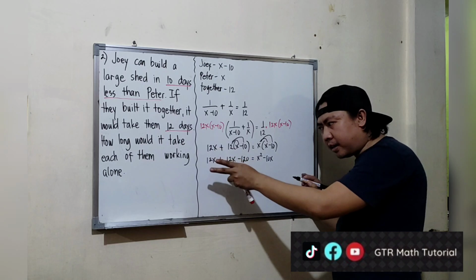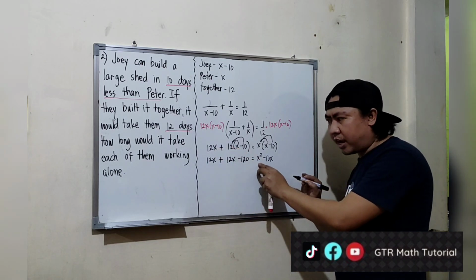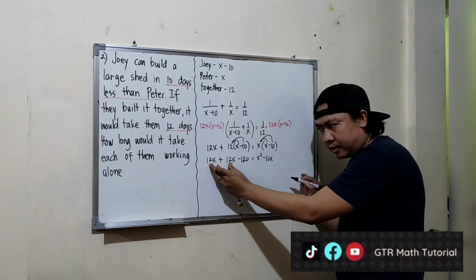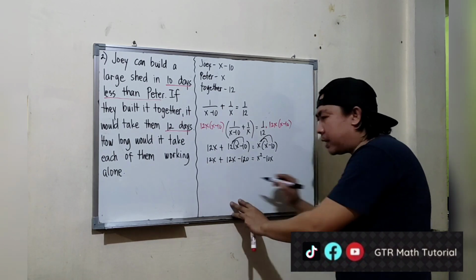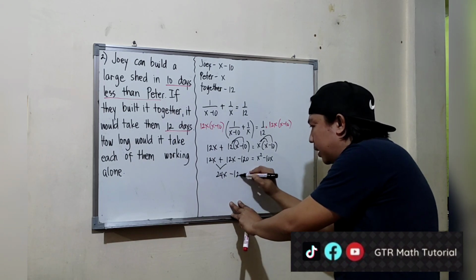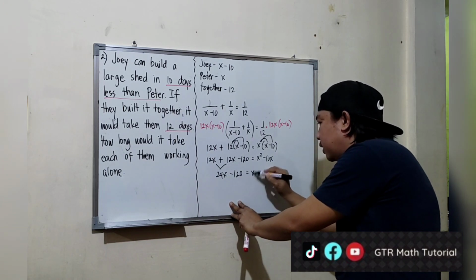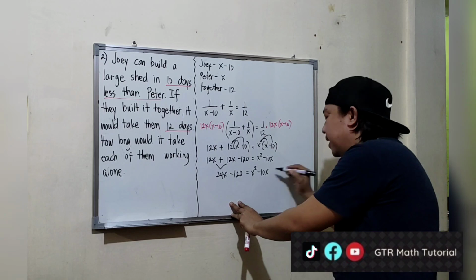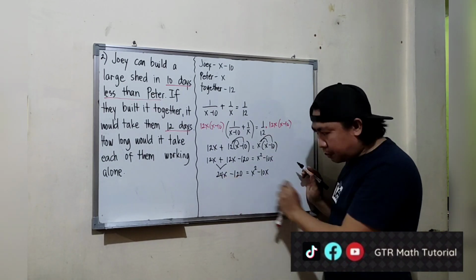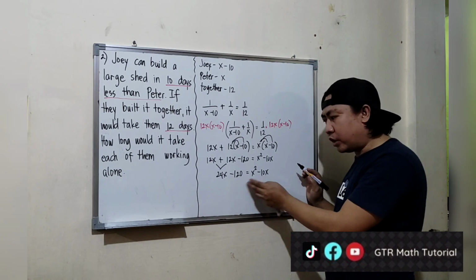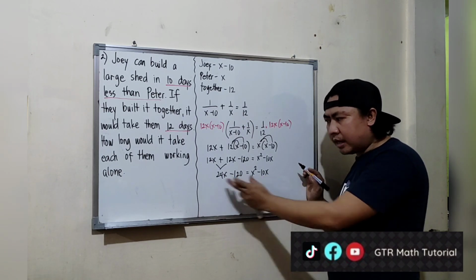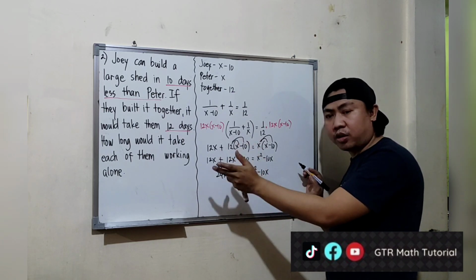So, combine like terms. If you notice, we now have an x squared, so therefore this is a quadratic equation. Combine like terms, 12x plus 12x. So we have 24x minus 120 equals x squared minus 10x. Since we have a quadratic equation, let's move everything to the right side and make the left side 0.